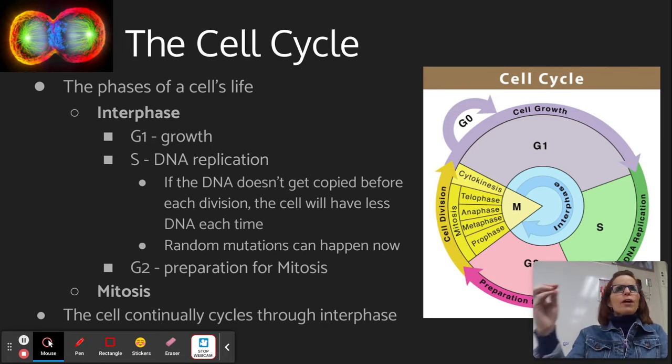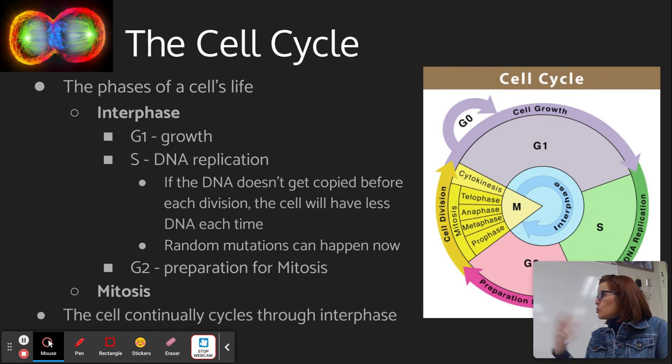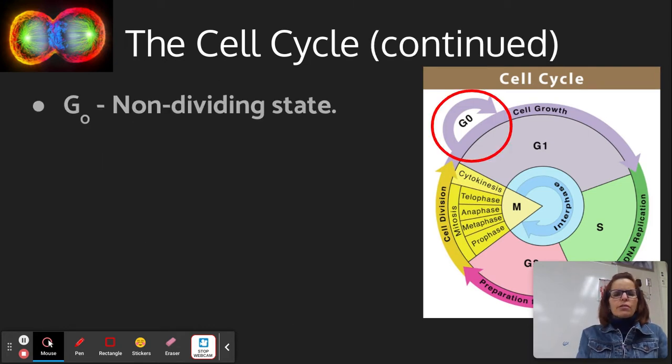S, super important, and I do want to make sure you remember this one. S is when the DNA divides. So when you replicate your DNA, you get 2 copies of the DNA. That's the place where mutations are going to take place, during the S phase. As we're copying the DNA, we make some mistakes, and that's going to get passed on to the new cell. And then G2, it prepares for mitosis, and then the cell goes through the different stages of mitosis.